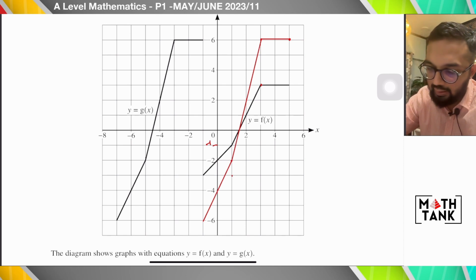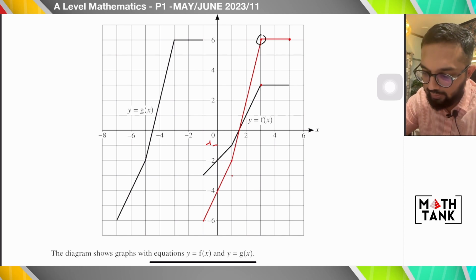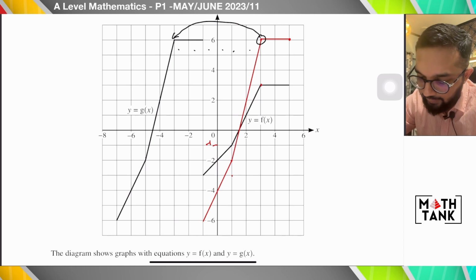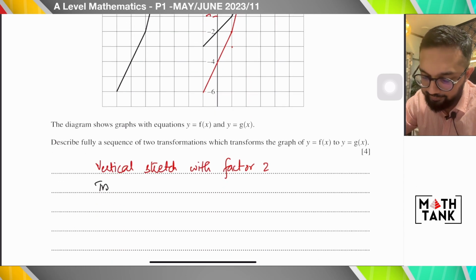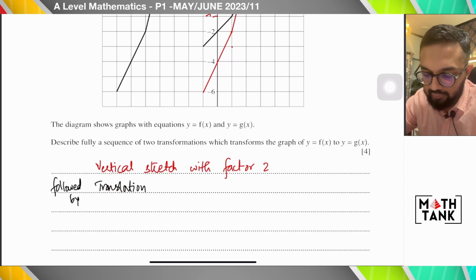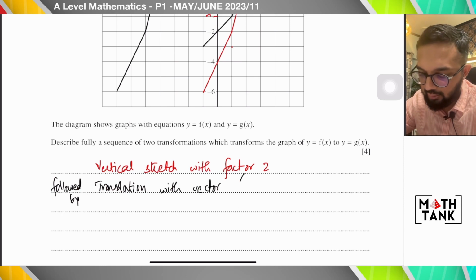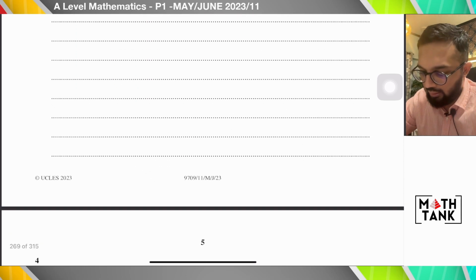Do you see the translation now? Do you see that this point has moved backwards? And how much has it moved backwards? It's 3, 4, 5, 6, 6 units backwards. So it's a translation with vector minus 6, 0. Okay.